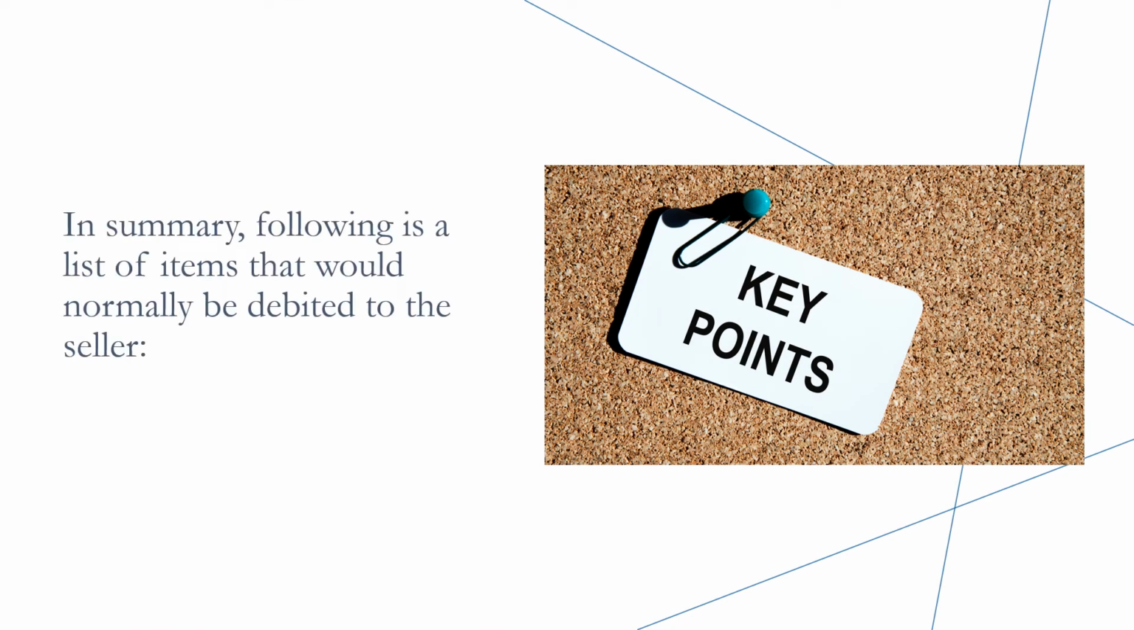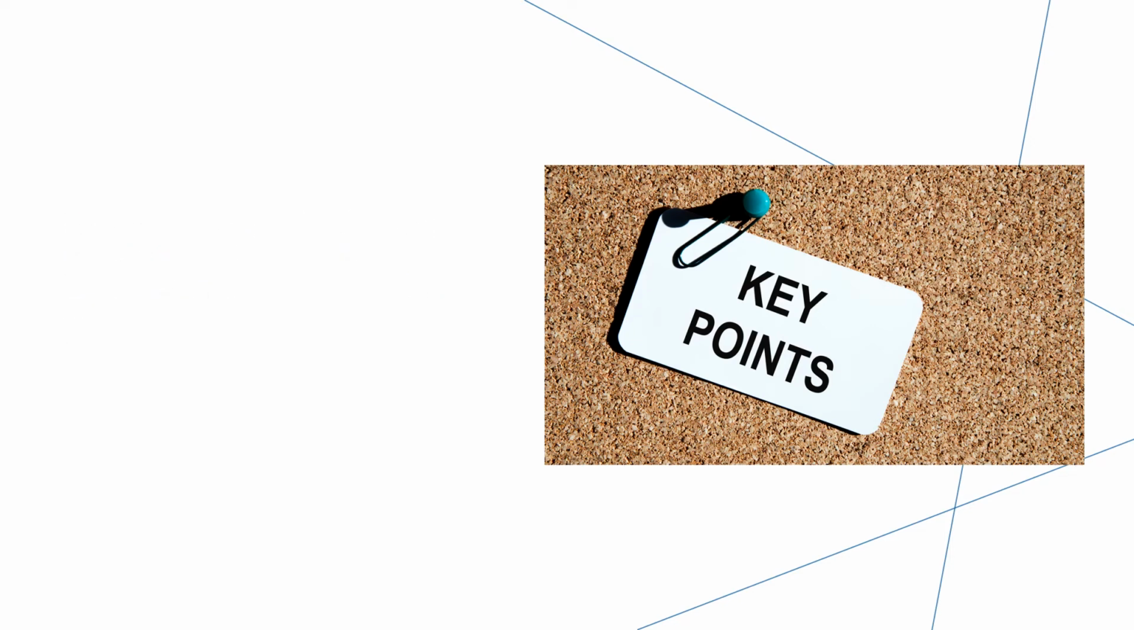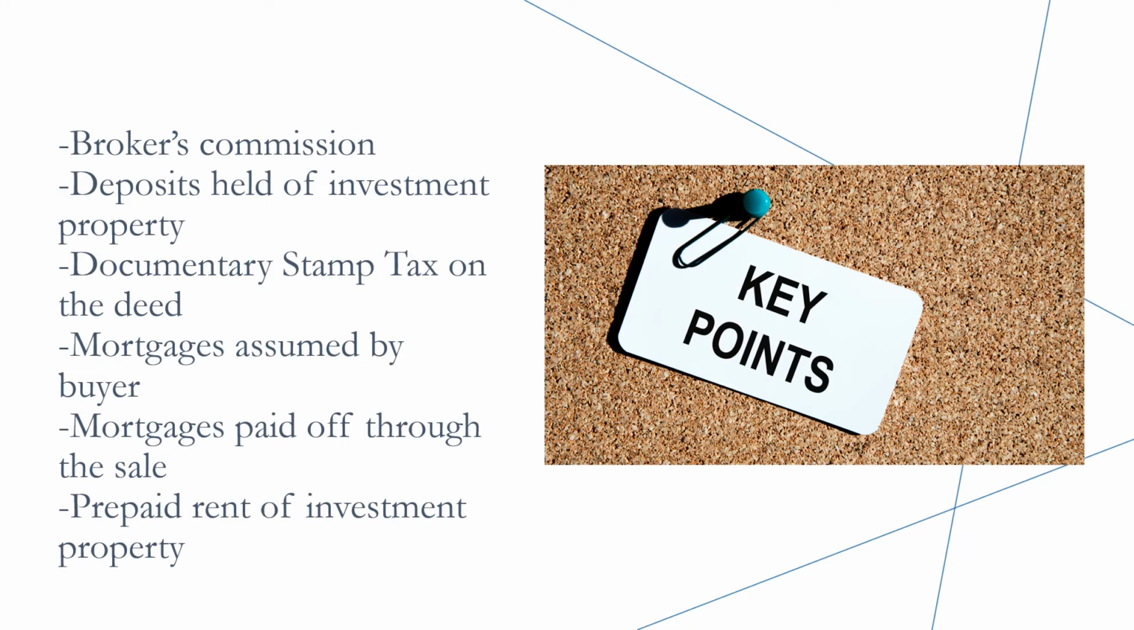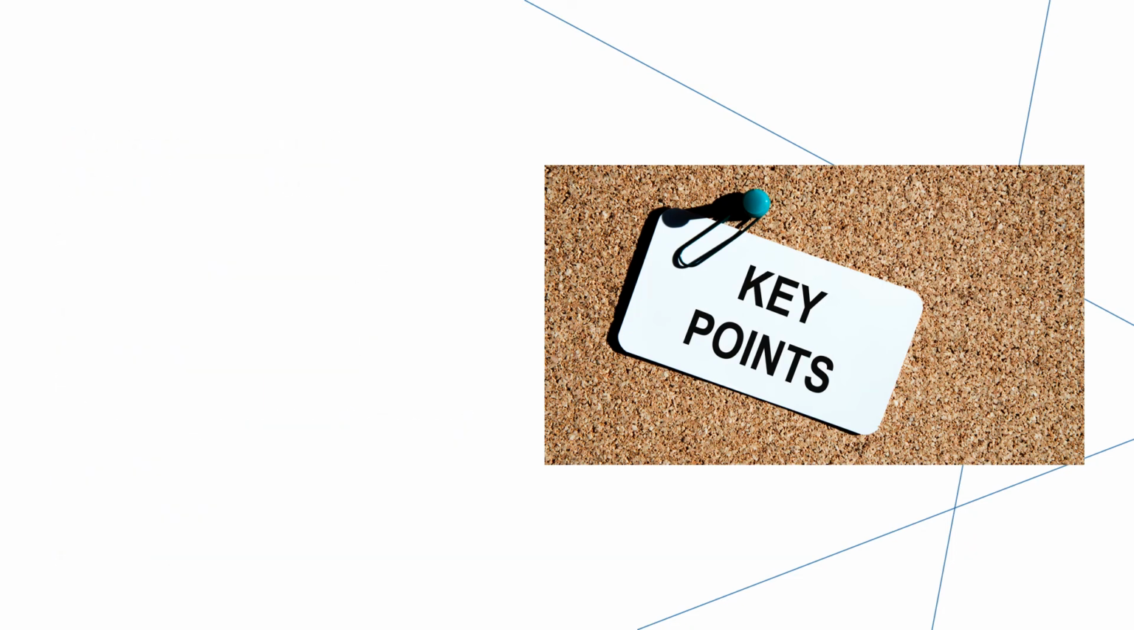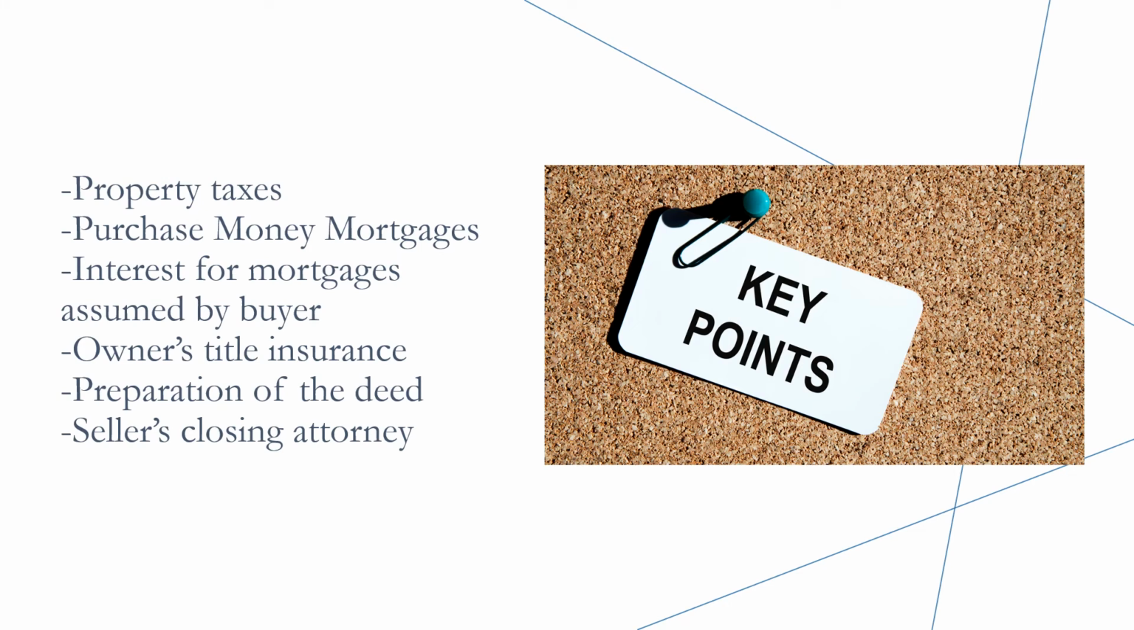In summary, the following is a list of items that would normally be debited to the seller: the broker's commission, deposits held of investment property, documentary stamp tax on the deed, mortgages assumed by the buyer, mortgages paid off through the sale, prepaid rent of investment property, property taxes, purchase money mortgages given to the buyer, interest for mortgages assumed by the buyer, owner's title insurance, preparation of the deed, and seller's closing attorney.